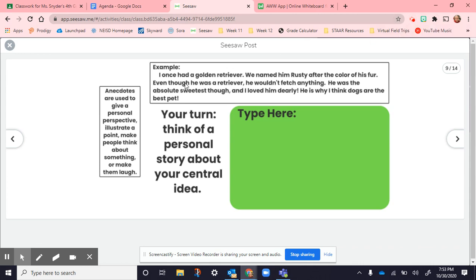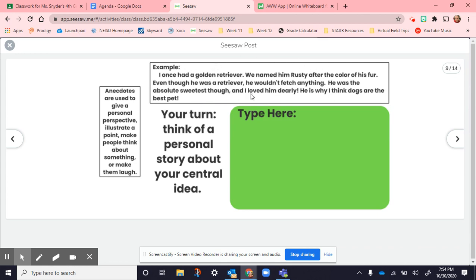So here I gave my story about my dog I used to have named Rusty. I told you a little bit about him. And then I told you why. I connected it when I said he is why I think dogs are the best pet. So here's that central idea again, me telling the reader that I think dogs are the best pet.